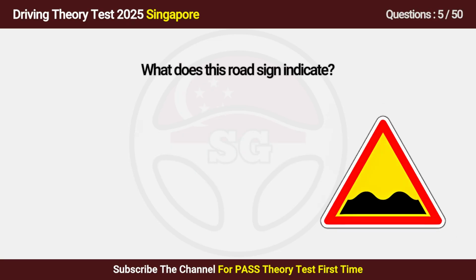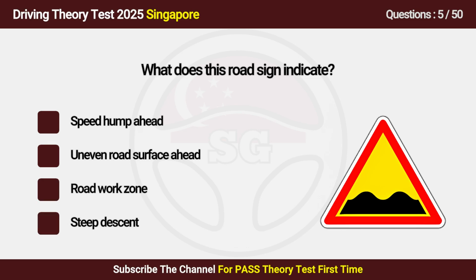Question 5. What does this road sign indicate? A. Speed hump ahead. B. Uneven road surface ahead. C. Road work zone. D. Steep descent.